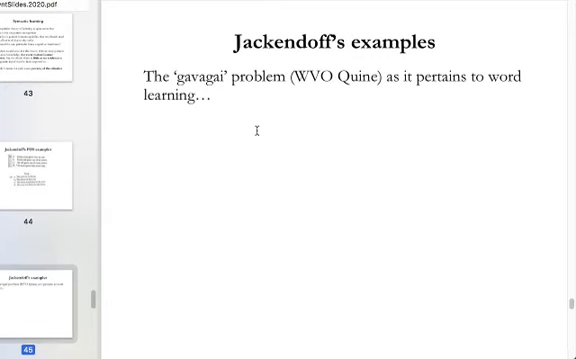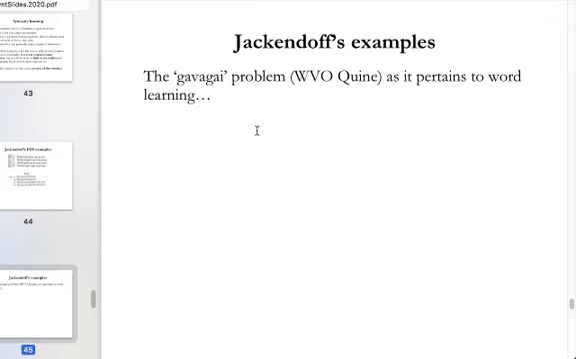The next one is a classic, not actually from linguistics, but from philosophy. And I think I've briefly discussed this one earlier in class when we talked about empiricism and rationalism. And it's due to the philosopher W.V.O. Quine. And it's sometimes referred to as the Gavagai problem, although its more formal academic name is the radical indeterminacy of translation, is what Quine called it.